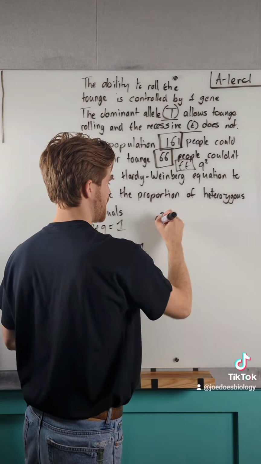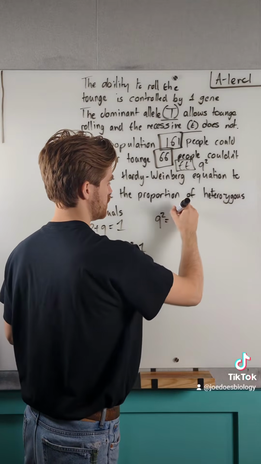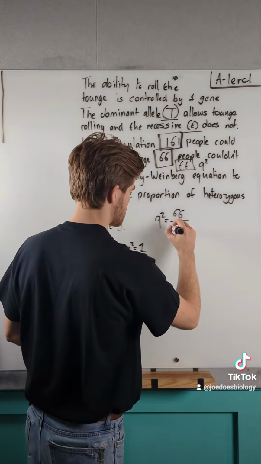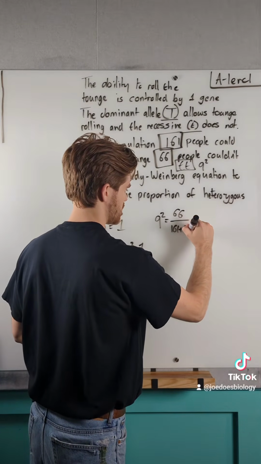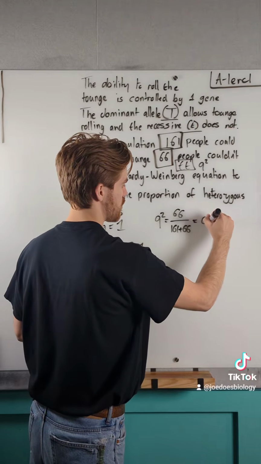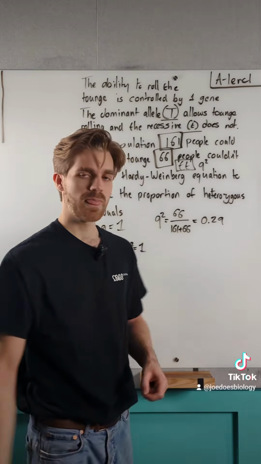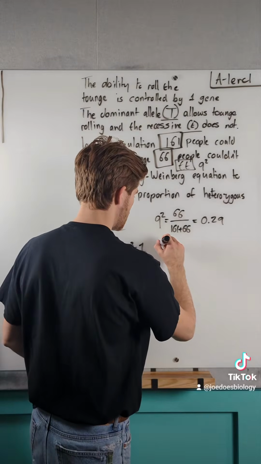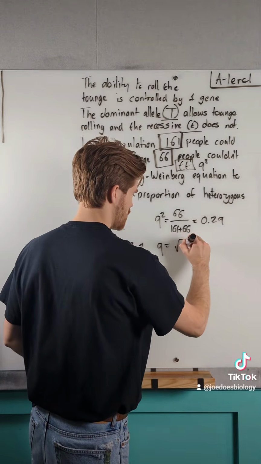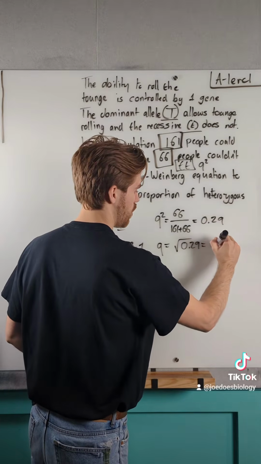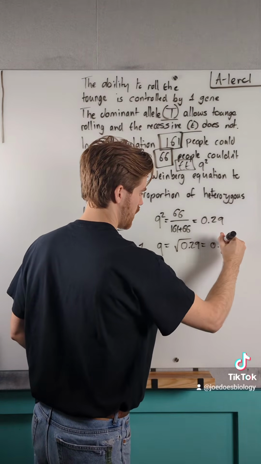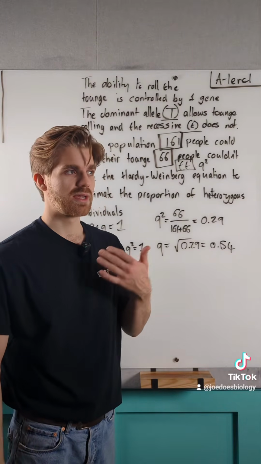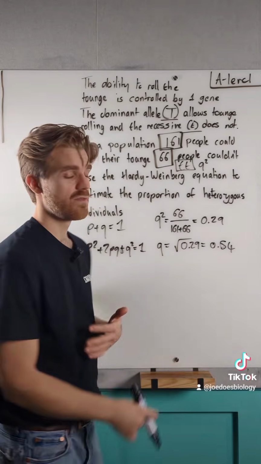So our Q squared term is going to be equal to the number of individuals divided by the total, because it's our proportion, so 66 divided by 161 plus 66, and we get 0.29. And then we need to work out what our value of Q is. So then our value of Q is going to be the square root of 0.29, and we get 0.54.